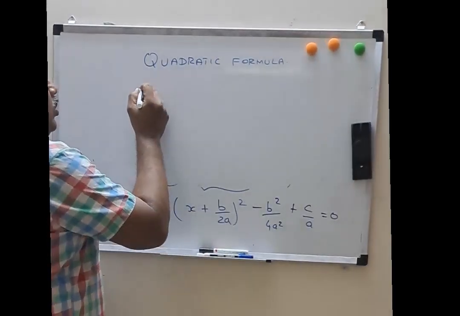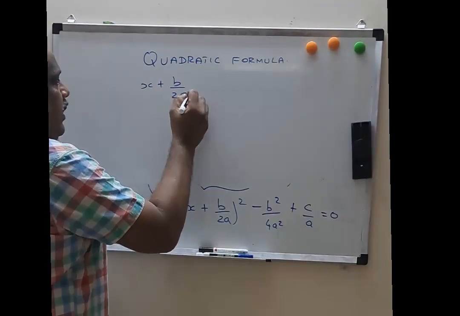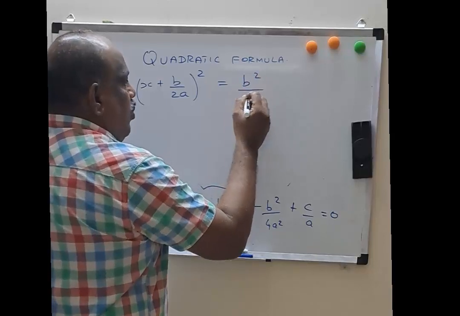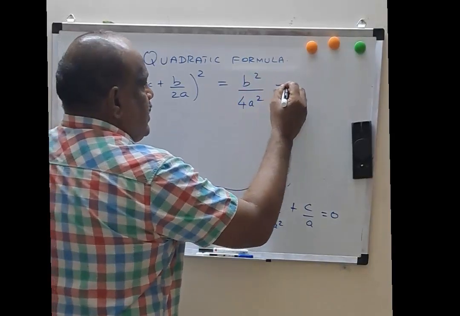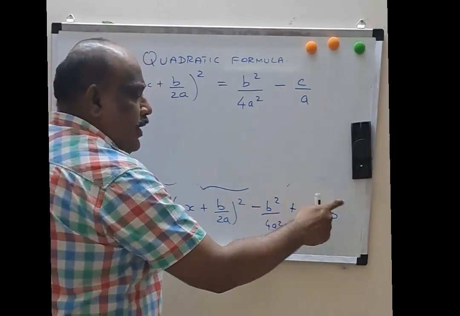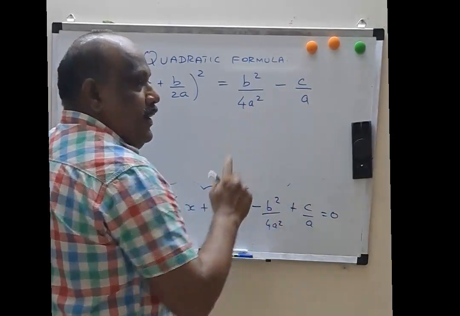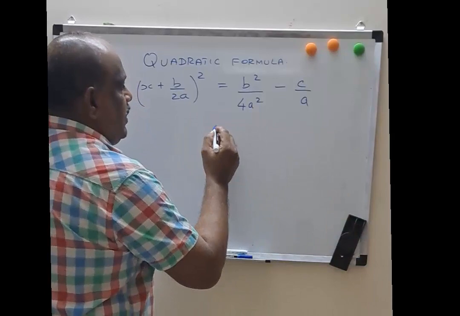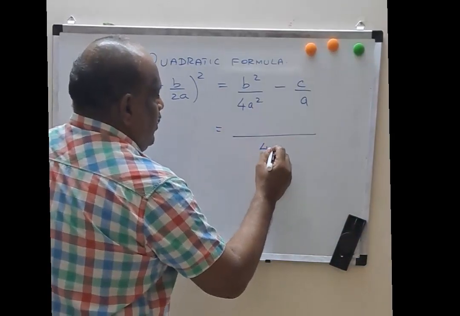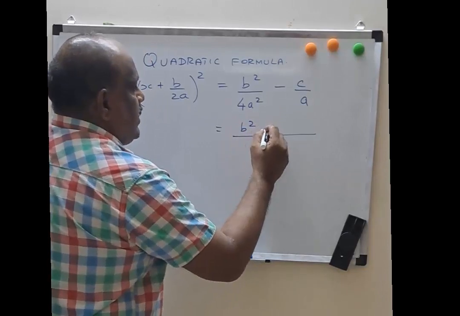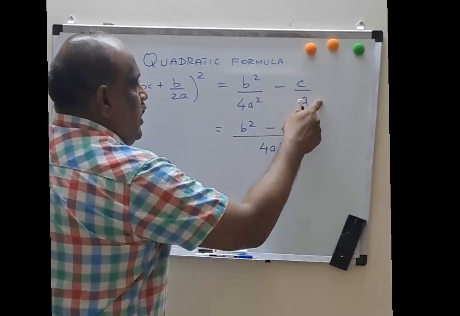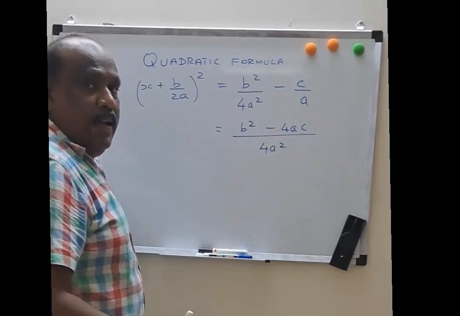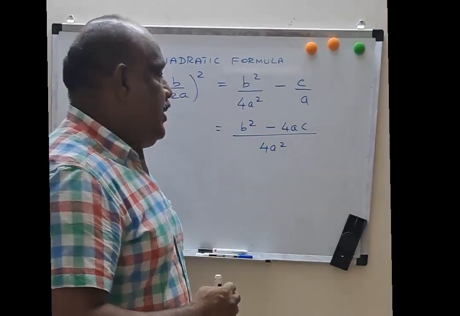Now we are here. So x plus b by 2a the whole square will be equal to b squared by 4a squared minus c by a, because this term I am taking to the right side, the negative term becomes positive and the positive term becomes negative. So let us take the LCM of these terms on the right hand side. So it becomes 4a squared. It will become b squared minus 4a into c, because here I have only a. So in order to make it 4a squared, I have to multiply by 4a. So 4a into c will become 4ac. I know you know how to take the LCM.